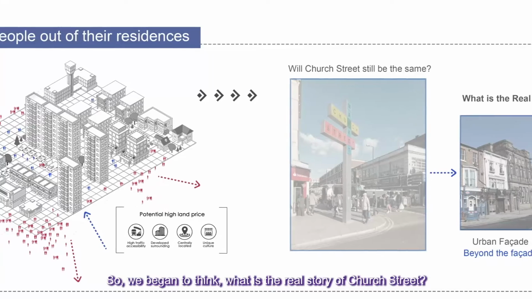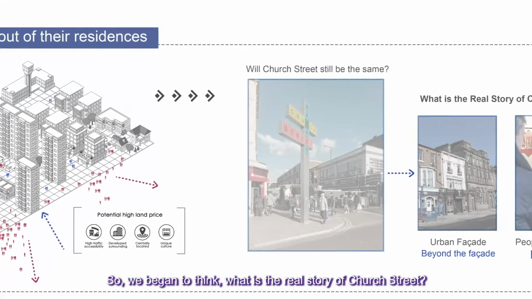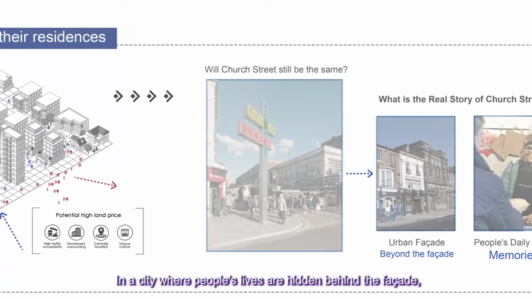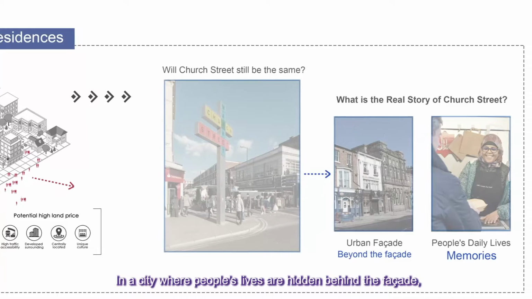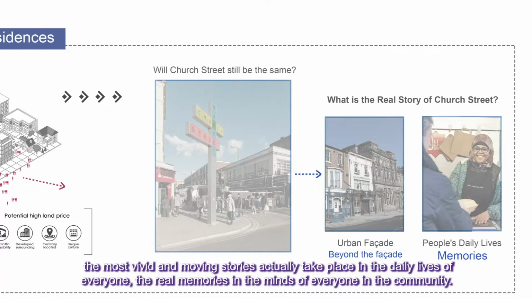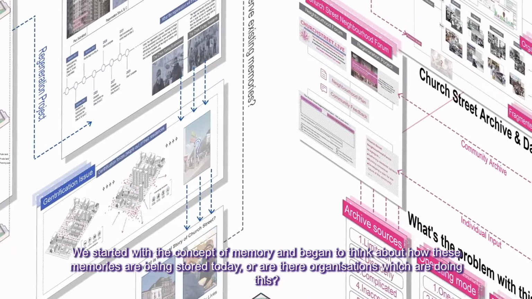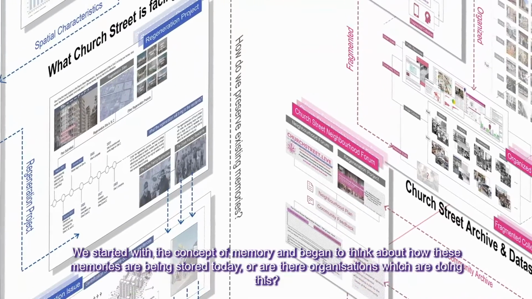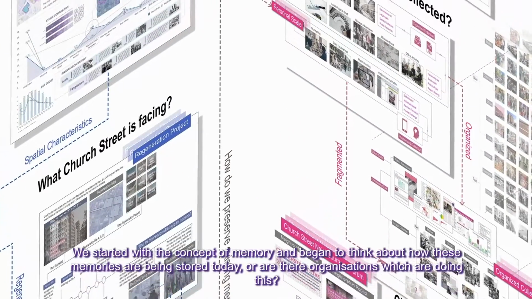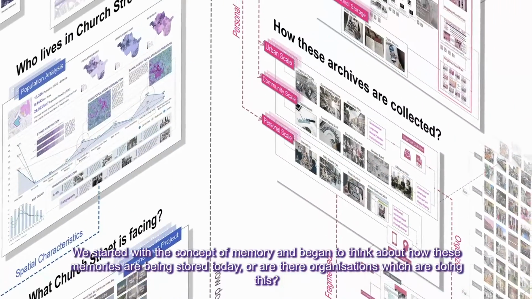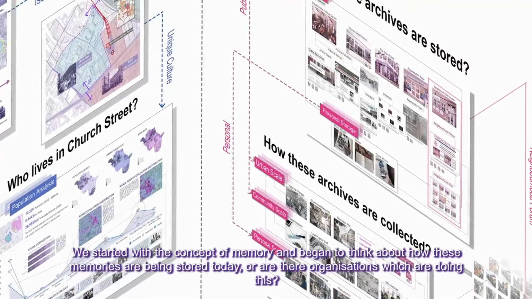So we began to think, what is the real story of Church Street in a city where people's lives are hiding behind the facade? The most vivid and moving stories actually take place in the daily lives of everyone, the real memories in the mind of everyone in the community. We started with the conception of memory and began to think about how these memories are being stored today, or are there organizations which are doing this?